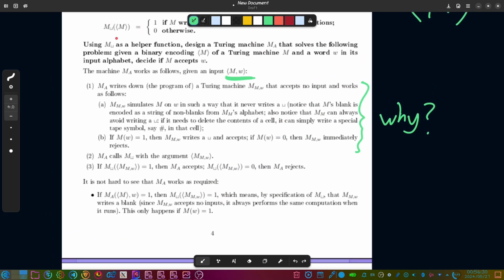Giving this Turing machine this input M isn't going to do much to help decide, quote unquote decide, M accepts W. It's not going to do that. So we have to construct some input that's going to help us with that purpose. And so this program here is the input that we're going to create.